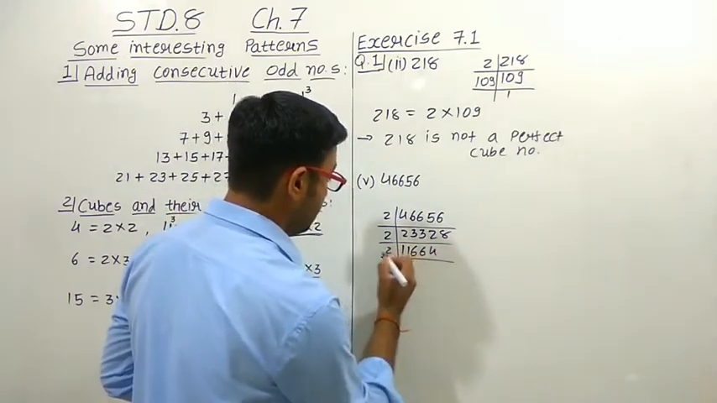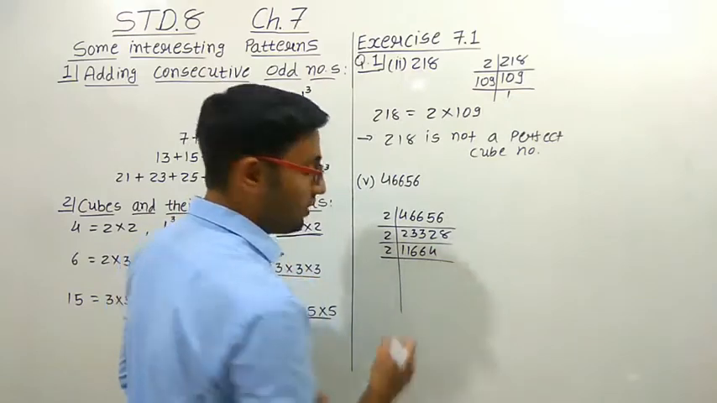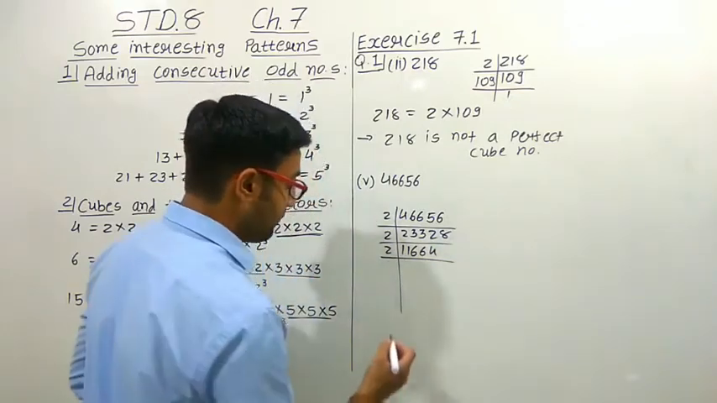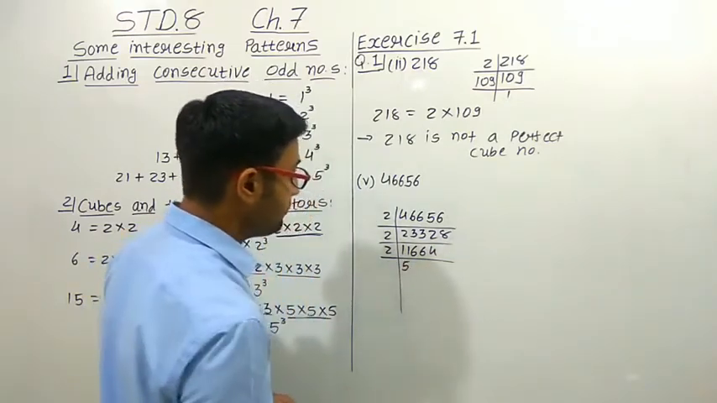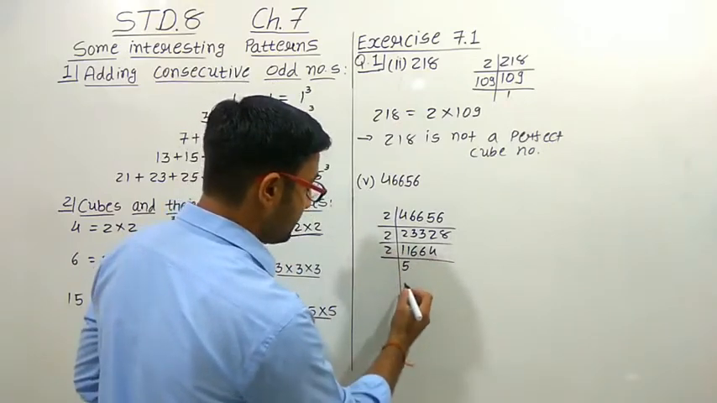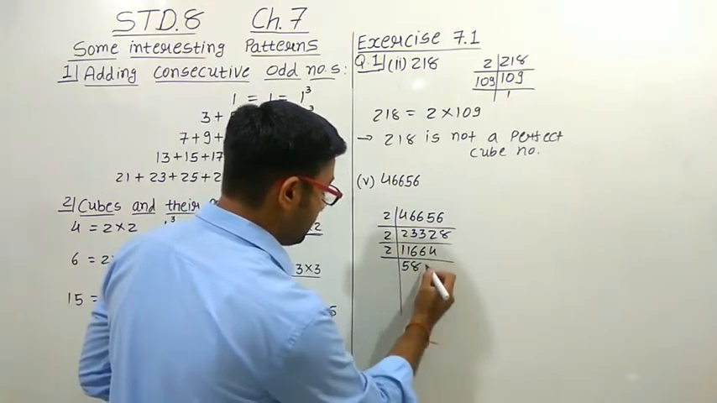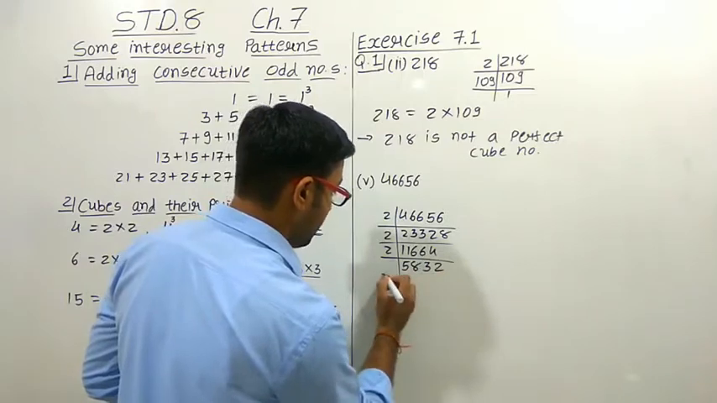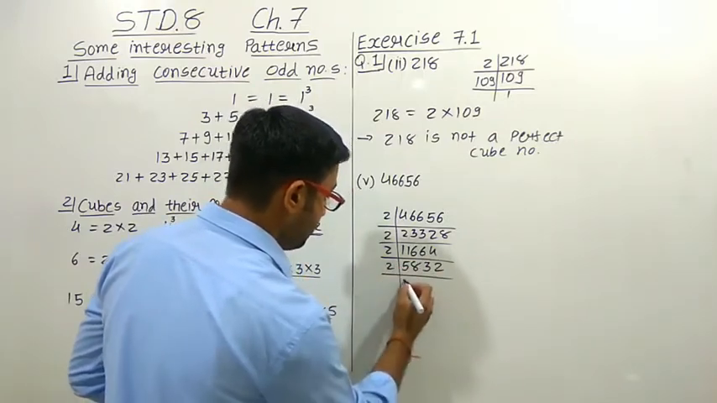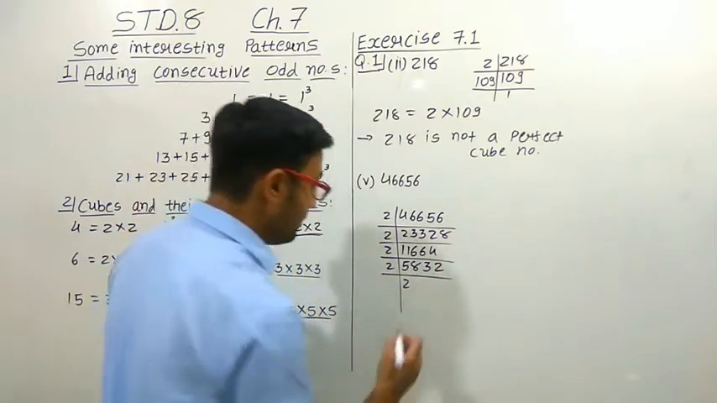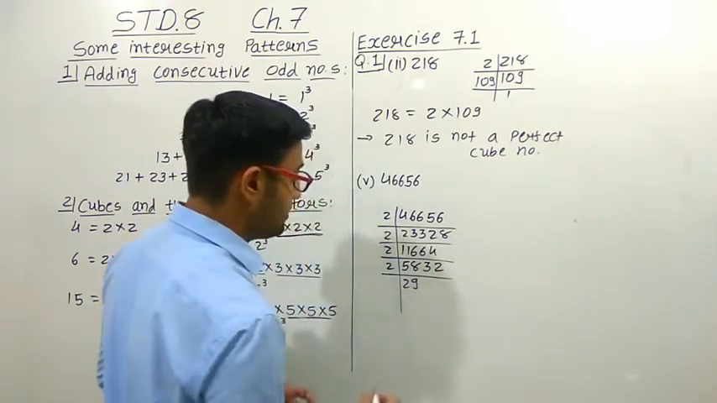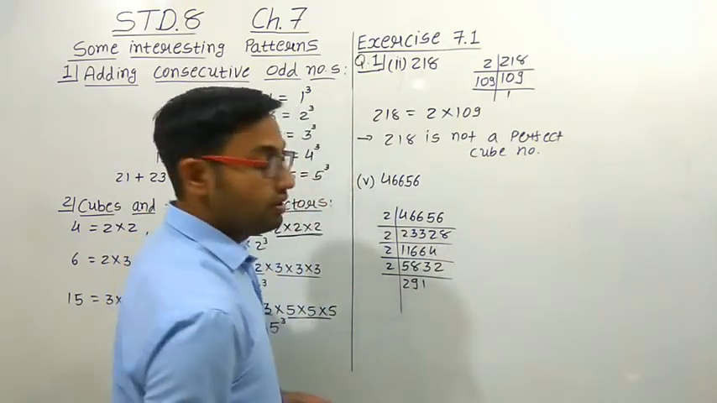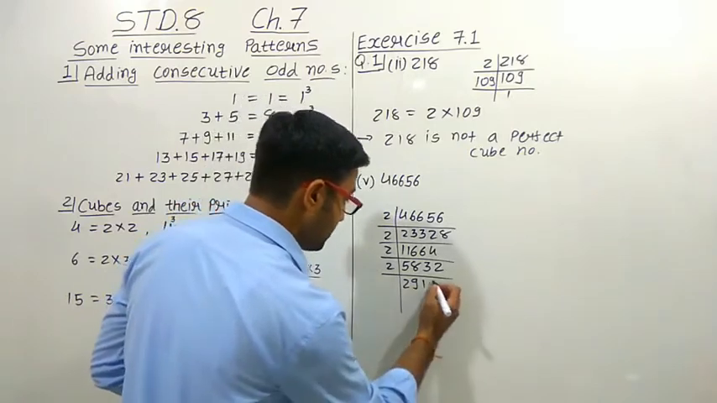Okay, now divide by 2 again, because the last digit is an even number. So 2 5s are 10, 1 is the remainder, 16 is there, so 2 8s are 16, 2 3s are 6, 2 2s are 4. Again we can divide by 2. 2 2s are 4, 18 is there, 2 9s are 18, 3 is there, 2 ones are 2, 1 is there, 12 is there. So 2 6s are 12.